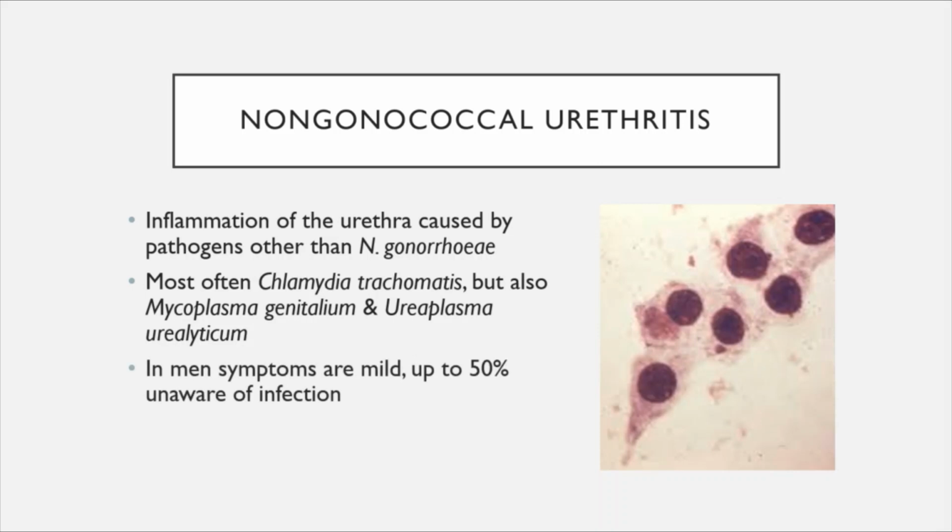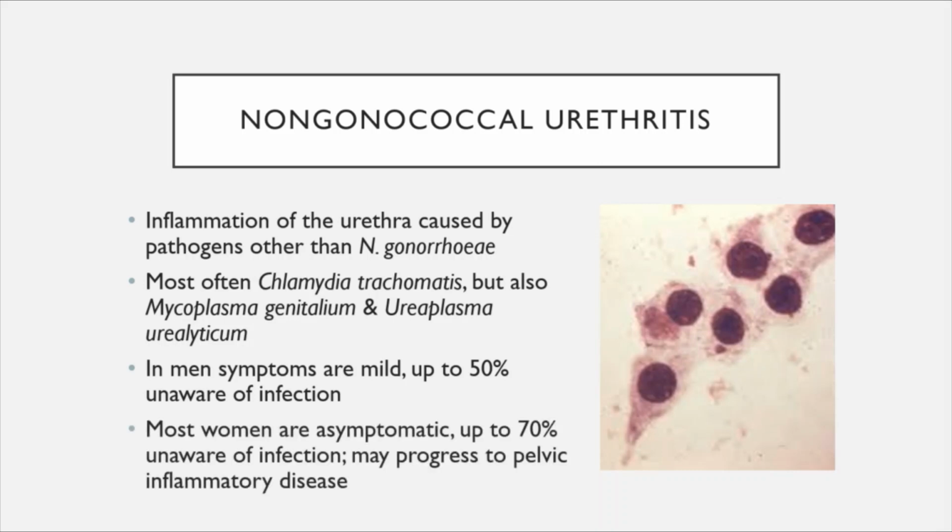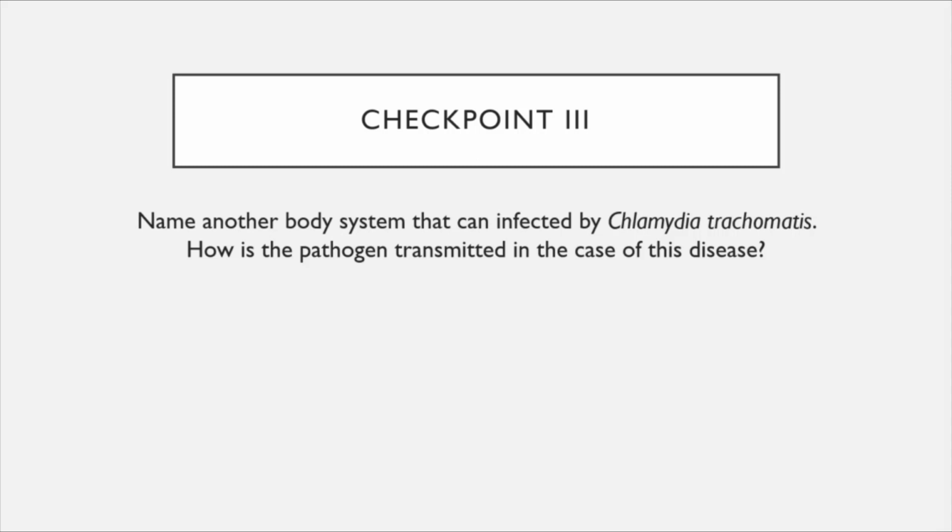In men, symptoms are mild, and up to 50% are unaware of the infection. In women, most are asymptomatic, and up to 70% are unaware of the infection. So this is obviously a problem because if you're not aware, you don't get tested, and then it can be transmitted to another partner. In women, it also can progress to pelvic inflammatory disease and become much more dangerous as well. Before we talk about pelvic inflammatory disease, though, I have one more checkpoint for you.